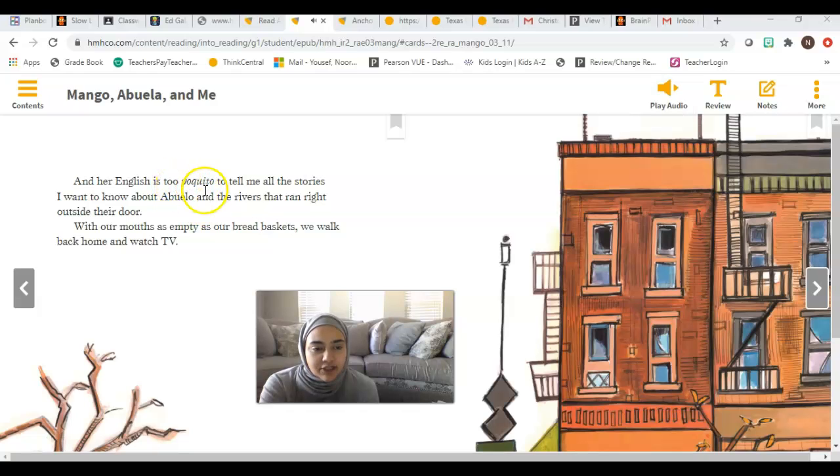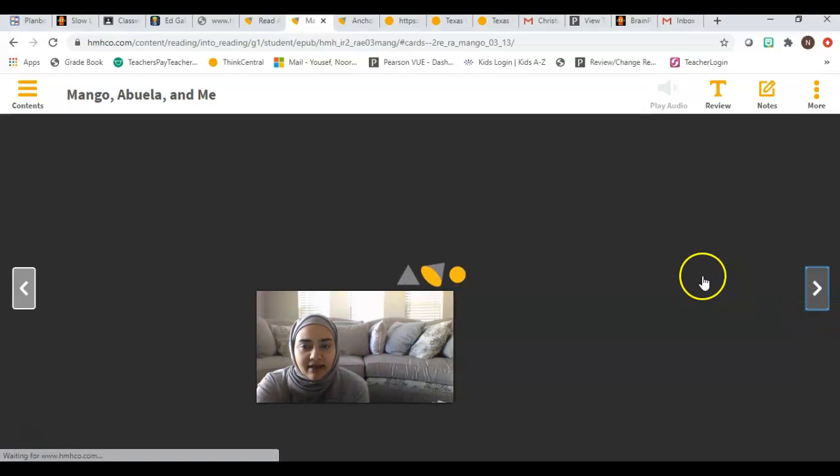So too poquito means too small. So her English is too little for the story. So she doesn't know a lot of English. She can't tell her stories or anything. So their mouths were as empty as their bread baskets. So their bread baskets are empty because they went and they fed all the bread to the birds, right? And their mouths were empty because did they talk to each other? No, they didn't because they couldn't. They wanted to, but they couldn't. So they went back and watched TV.